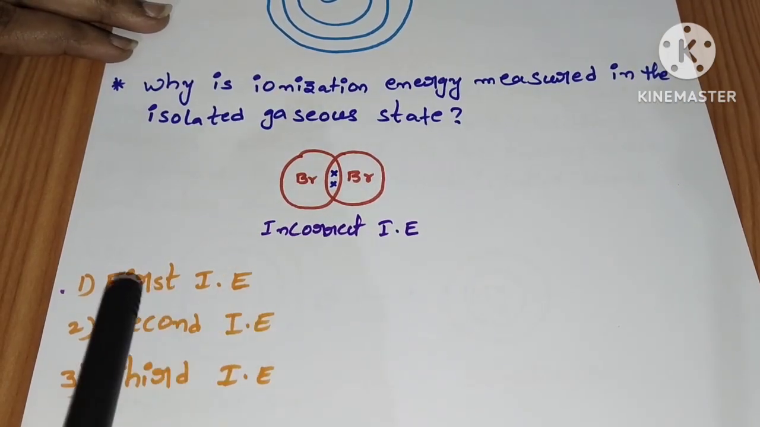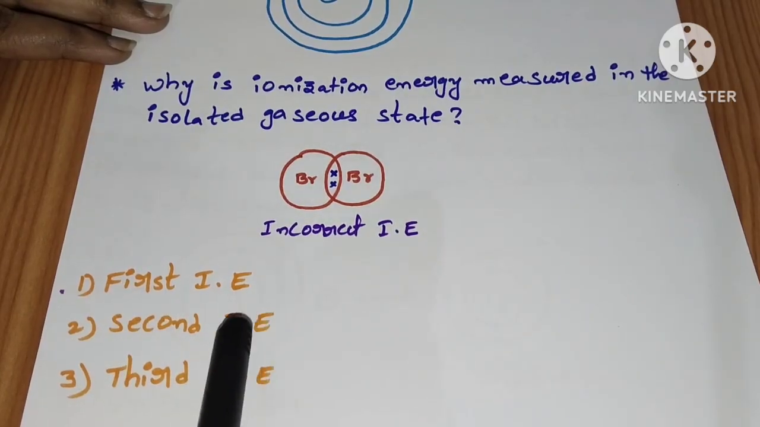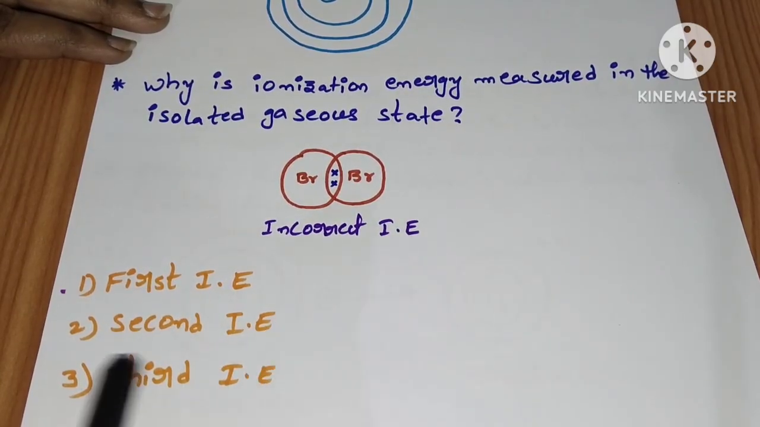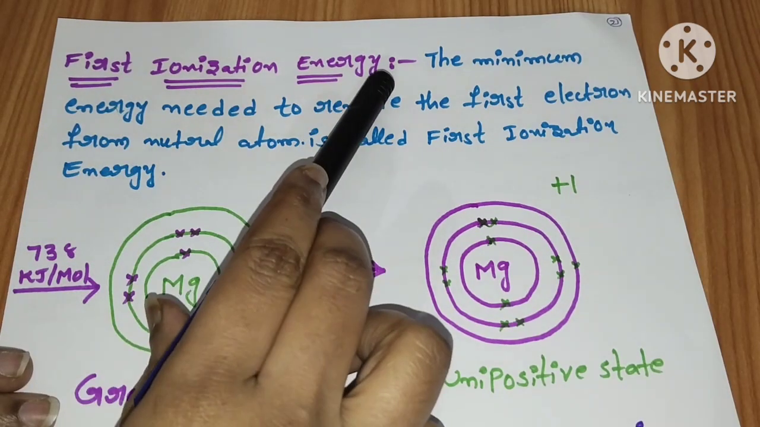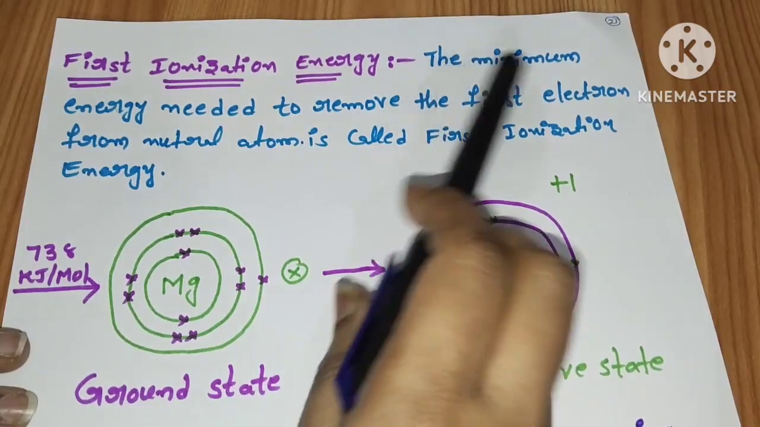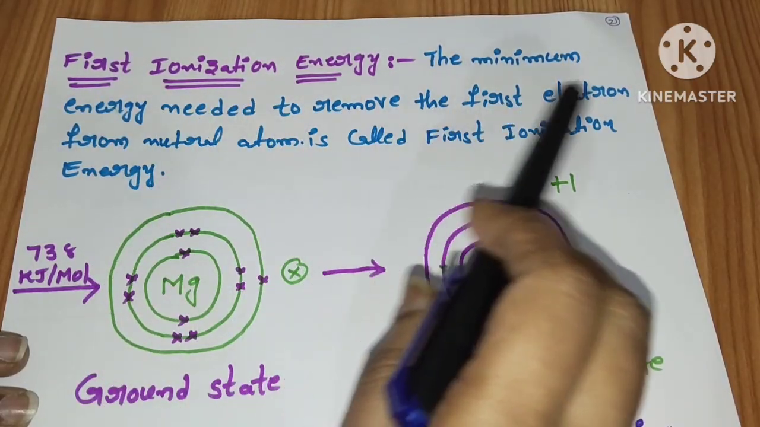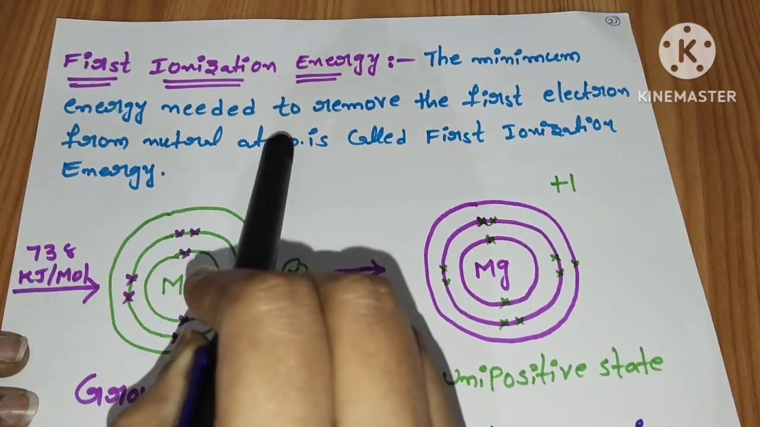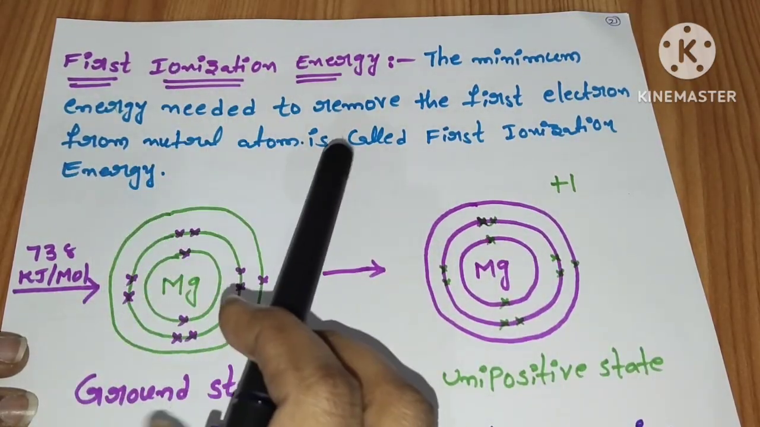Here, we must also learn what is first ionization energy, second ionization energy, third ionization energy. First ionization energy. What is first ionization energy? The minimum energy needed to remove the first electron from a neutral atom is called first ionization energy.